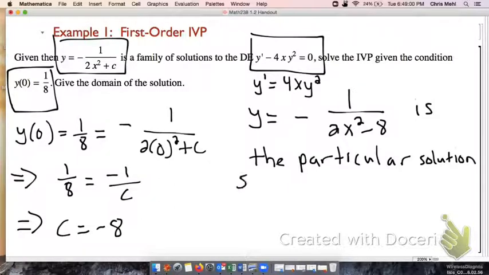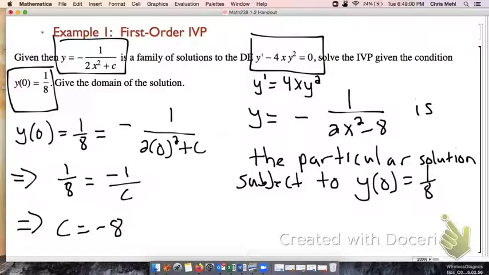Subject to the condition y of 0 equals 1/8. You can again verify that that is a solution of the differential equation by taking the derivative and then plugging y prime and y into the left hand side, and you will see that if you work it out, you will get 0.